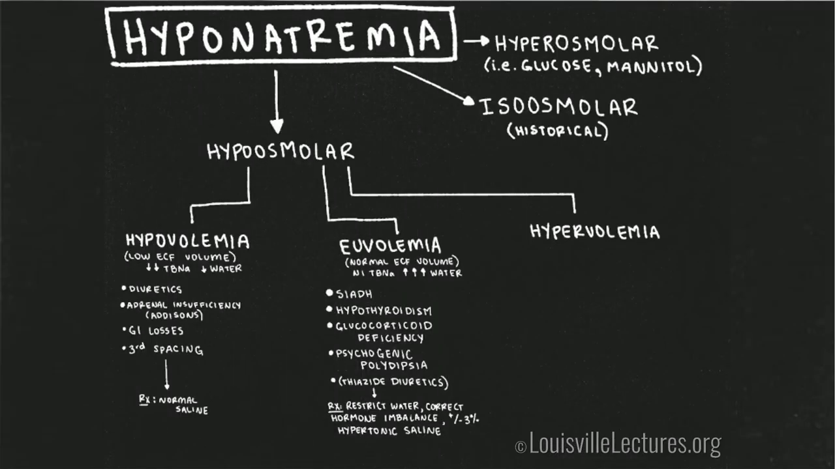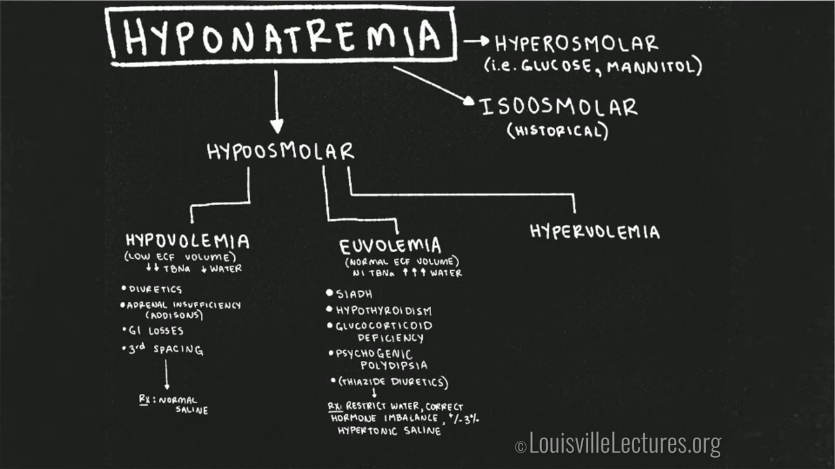Unfortunately, hypothyroidism and cortisol deficiency both can present similarly to SIADH. So in those patients, you actually want to grab a TSH and cortisol level just to make sure you rule those causes out before you say somebody has syndrome of inappropriate antidiuretic hormone.